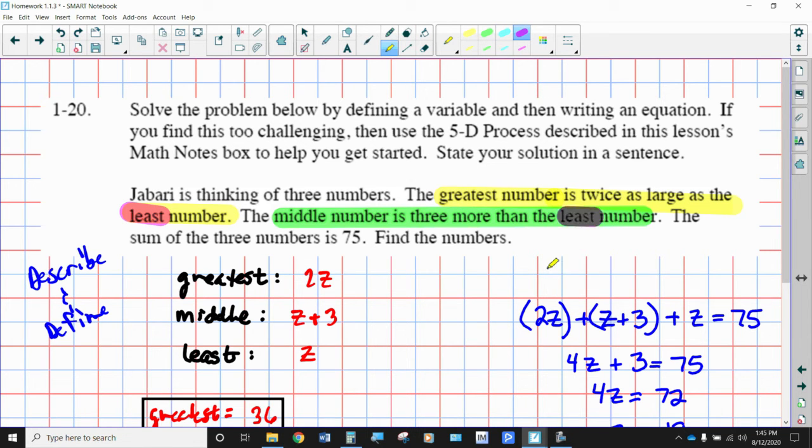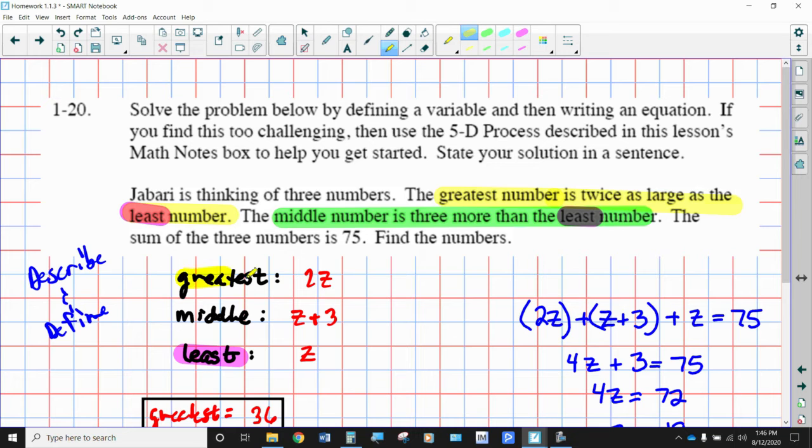It looks like both of them are being compared to the least number. So I'm going to make the least number be my variable, which I will call z. I don't know why I chose the variable z here, but I did. And so the middle number has to be 3 more than that, so this would be z plus 3. And the greatest number is twice as large as the least number, so that would be 2 times z, because that's what it means for twice, 2 times.